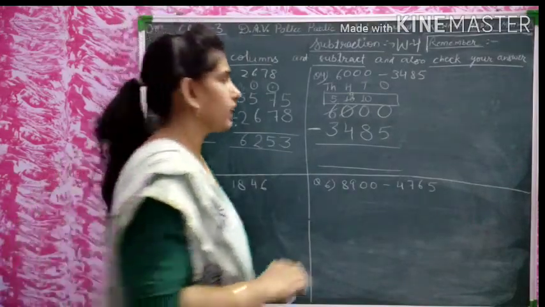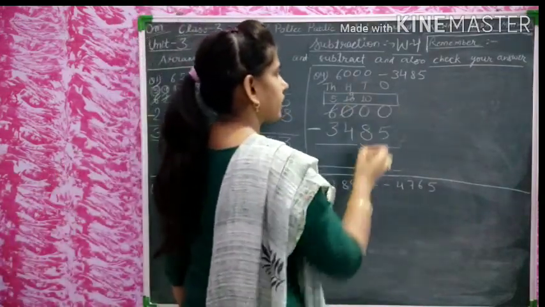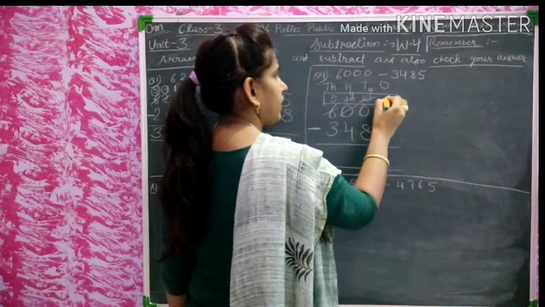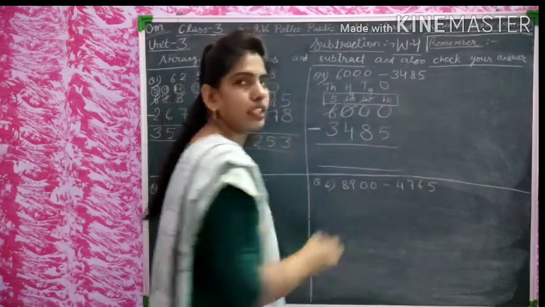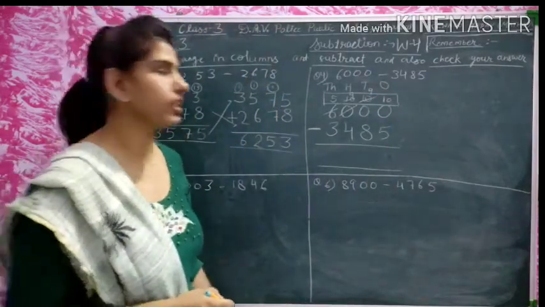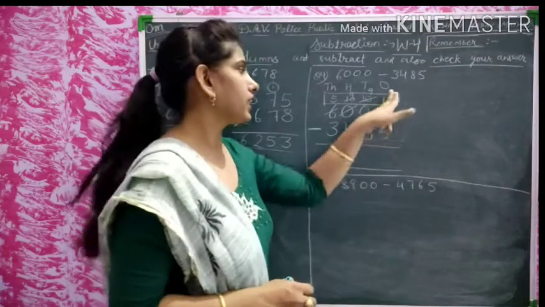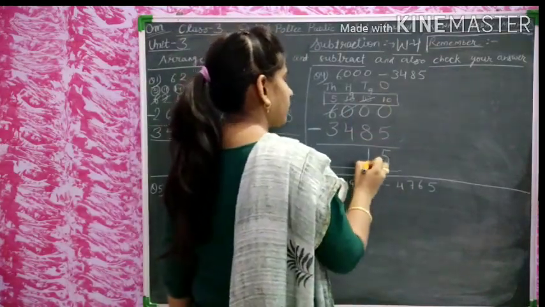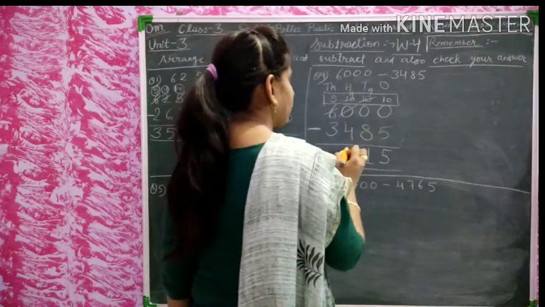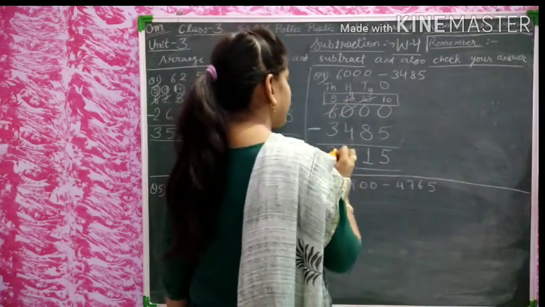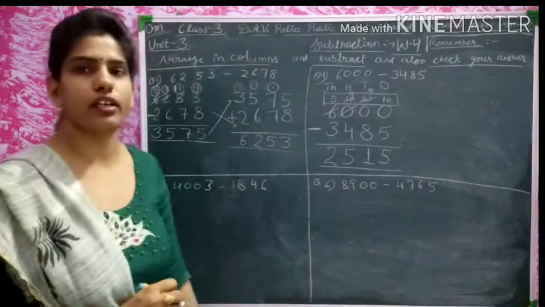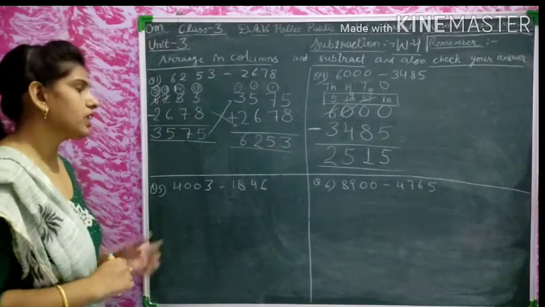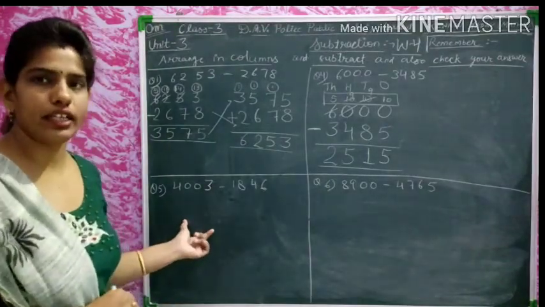Okay students, now we will go to the next step. We will borrow from this one, so it will become 9 and it will become 10 here. Now we subtract easily. 10 minus 5, 5 here. 9 minus 8, 1 here. 9 minus 4, 5 here. 5 minus 3, that is 2 here. 2515 is this number. Okay students, now we will do the next question.